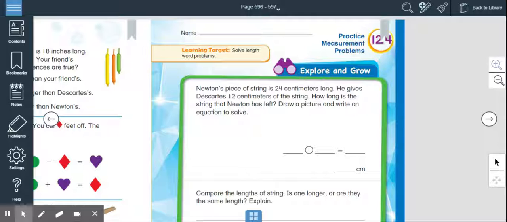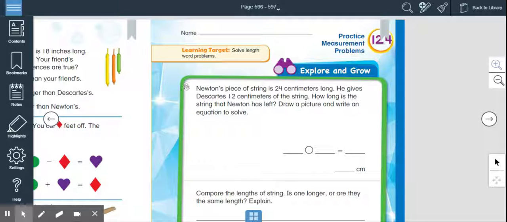So I'm going to read the Explore and Grow. We are on page 597 in your math workbook, but also you can find this on your Big Ideas app for today's assignment as well. All right, let's go ahead and get started.